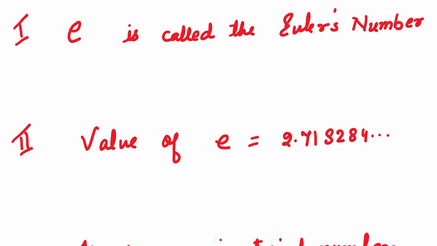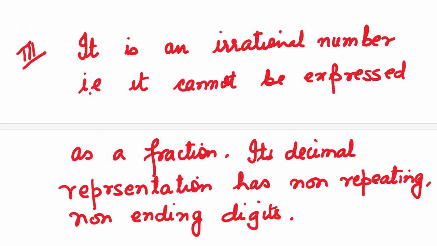As mentioned just now, e is called Euler's number. It's different from Euler's constant, which you will see later. You already know the value of e is 2.718284... It is an irrational number, that is, it cannot be expressed as a fraction. Its decimal representation has non-repeating, non-ending digits.